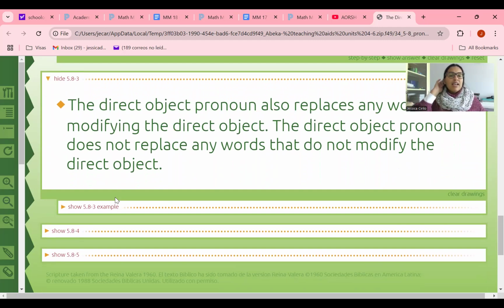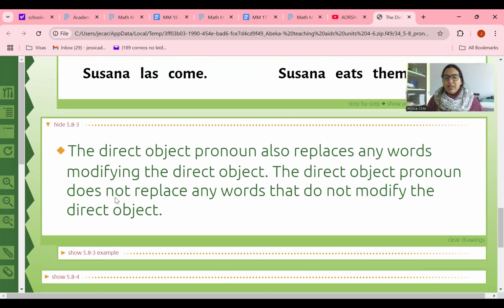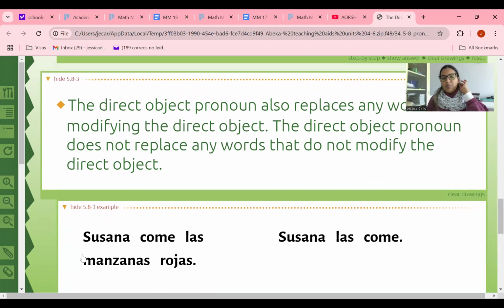Okay. The direct object pronoun also replaces any words modifying the direct object. For example, if you're given a color, the color of the apples, your pronoun will replace the color and every adjective or word that is being used that modifies the direct object. However, if it doesn't modify the direct object, then you do not replace it. Let's look at an example.